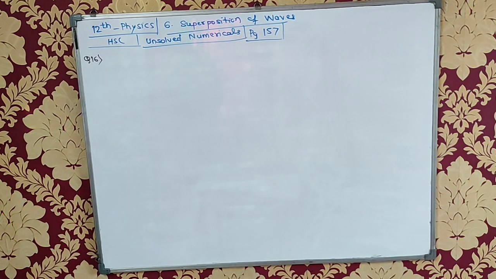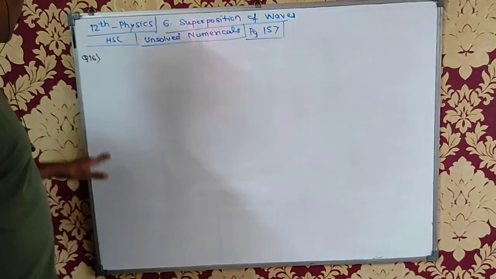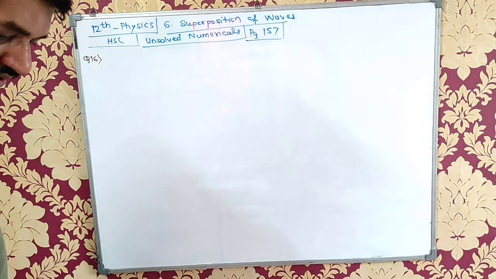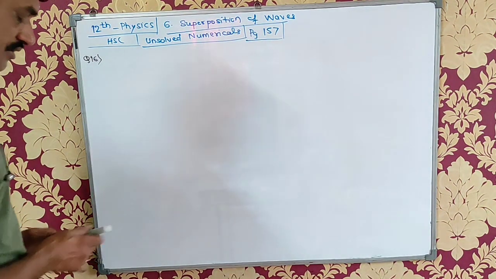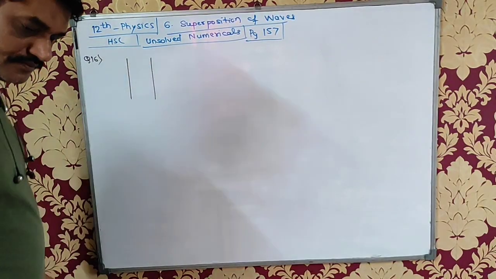12th Physics, HSC Chapter 6, Superposition of Waves, Unsolved Numericals from page 157. Question number 16, let's see. A standing wave is produced in a tube open at both the ends. It's an open tube.